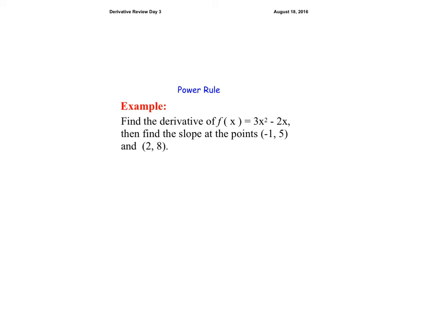See if you can do this one, the power rule. Find the derivative of f of x equals 3x squared minus 2x. After you do that, find the slopes at those 2 points given. Pause the video, and I'm going to reveal the answers in a moment.